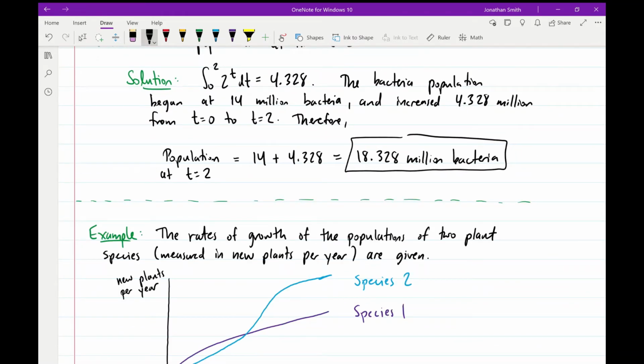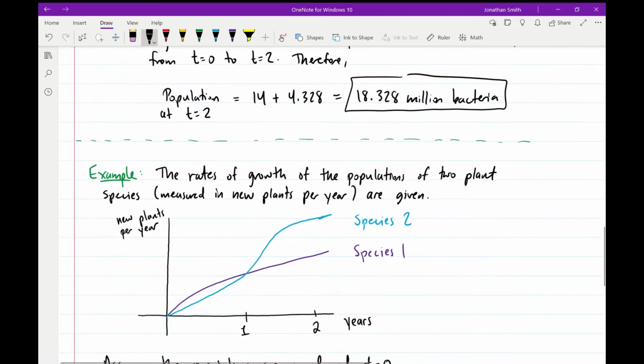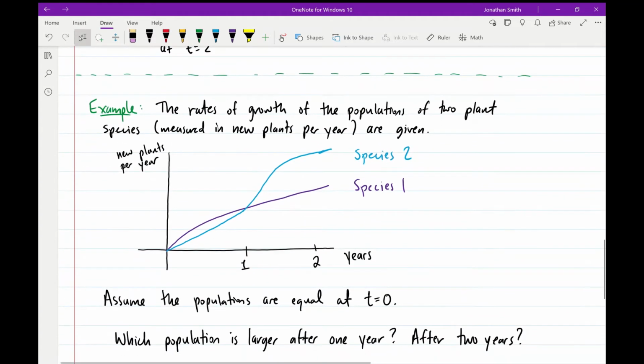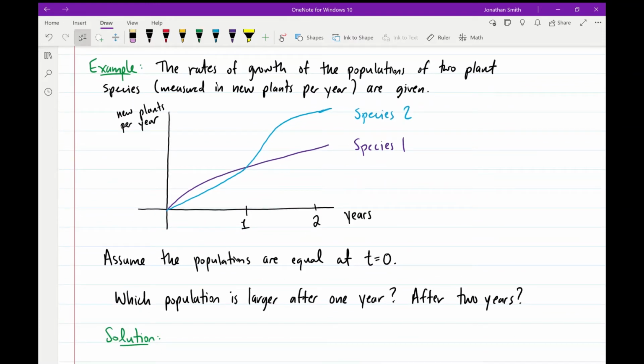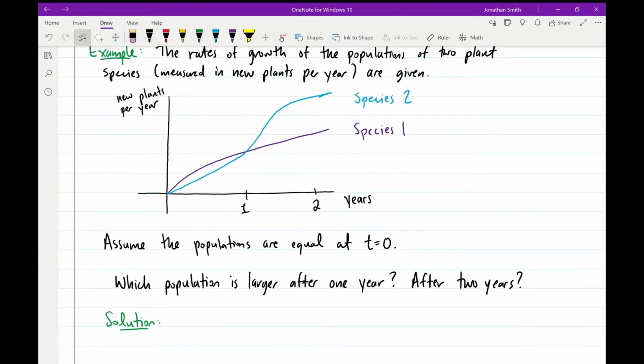So this next example is mostly going to be conceptual. Let's say that we're given two different plant species, and we have the rates of growth of the populations of these two plant species measured in new plants per year, and they're given by these two graphs that I have here in the plane. So species 2 is in blue and species 1 is in purple. Again, on the vertical axis we have new plants per year, and on the horizontal axis we have the number of years, and assume that the populations are equal at time equals 0.